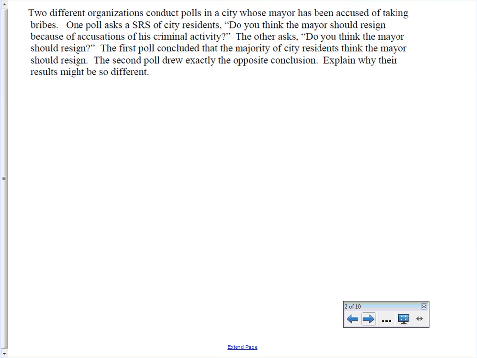All right, two different organizations conduct polls in a city whose mayor has been accused of taking bribes. One poll asks an SRS, remember, simple random sample, of city residents, do you think the mayor should resign because of accusations of his criminal activity? The other asks, do you think the mayor should resign? The first poll concluded the majority of city residents think that the mayor should resign. The second poll drew exactly the opposite conclusion. Explain why the results may be so different. Well, they led with this, that you're assuming that the general population is aware of the accusations of criminal activity. That's why they were different right there.